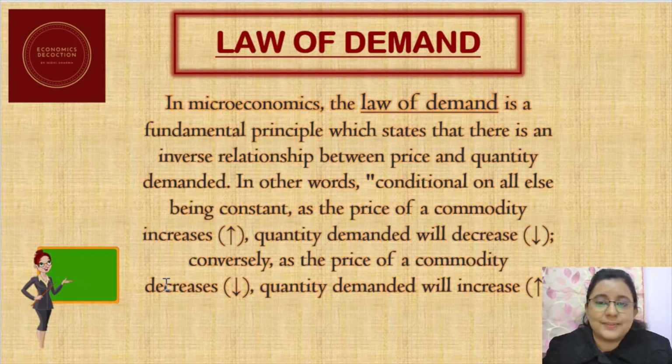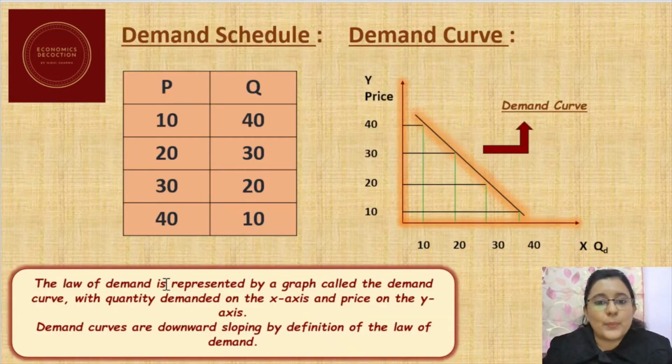Now, if we plot the price of a commodity and quantity demanded at various prices in a tabular format, we get a demand schedule. So we can clearly see that when the price is 10, the quantity demanded is 40. When the price further increases to 20, the quantity demanded further gets reduced to 30. When the price increases to 30, the quantity demanded gets reduced to 20. And when the price is at its highest, that is 40, the quantity demanded is 10.